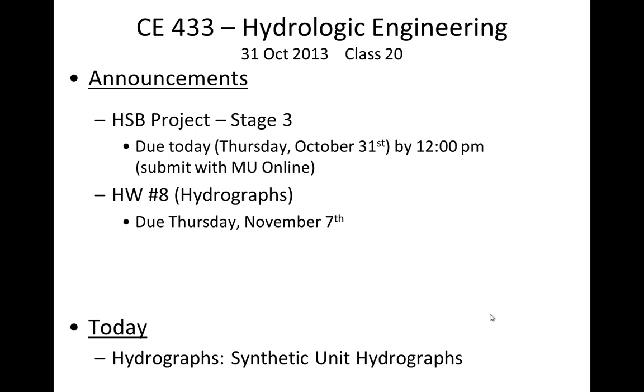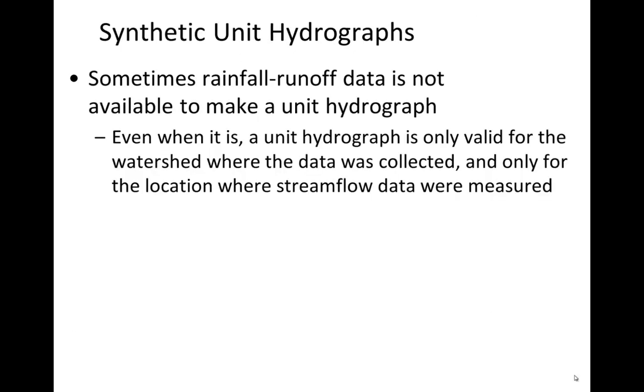Today we're going to continue the discussion of hydrographs and talk about synthetic unit hydrographs. A synthetic unit hydrograph is sometimes used when we don't have the actual rainfall runoff data for a watershed. As I mentioned in class on Wednesday, the way that you generate a unit hydrograph would be to have both precipitation data and stream gauge data in order to make a real characterization of how a watershed responds to precipitation. You have to know how it has responded to precipitation in the past.